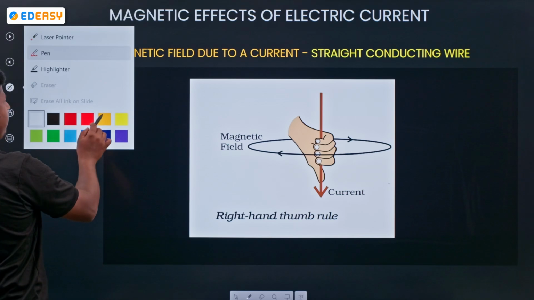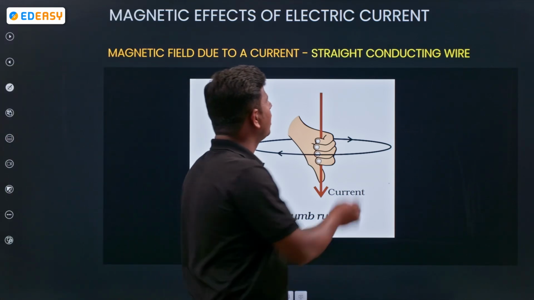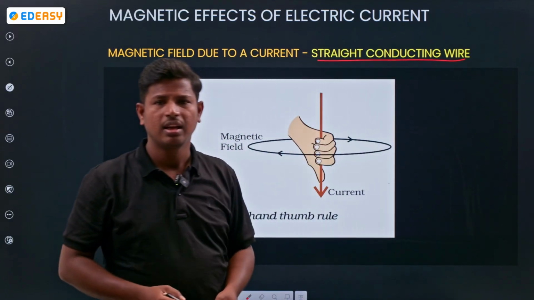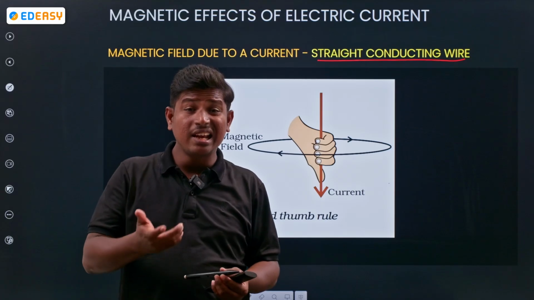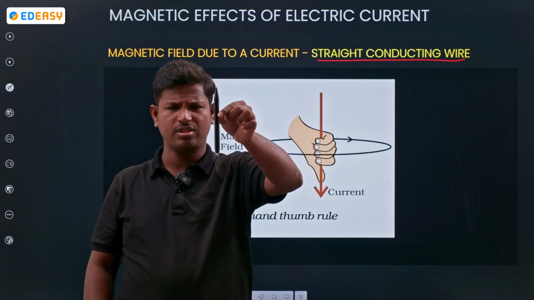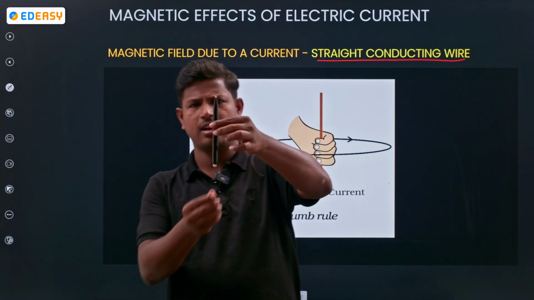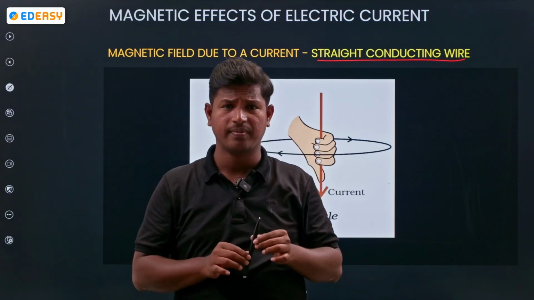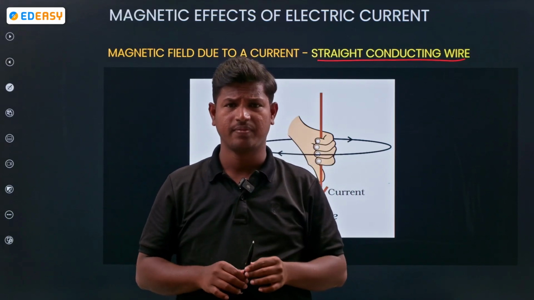Next, a very interesting topic: magnetic field due to a current in a straight conducting wire. Magnetic field produced by a straight conducting wire. So let us take this is a conducting wire, assume it, and through the conducting wire current is passing.